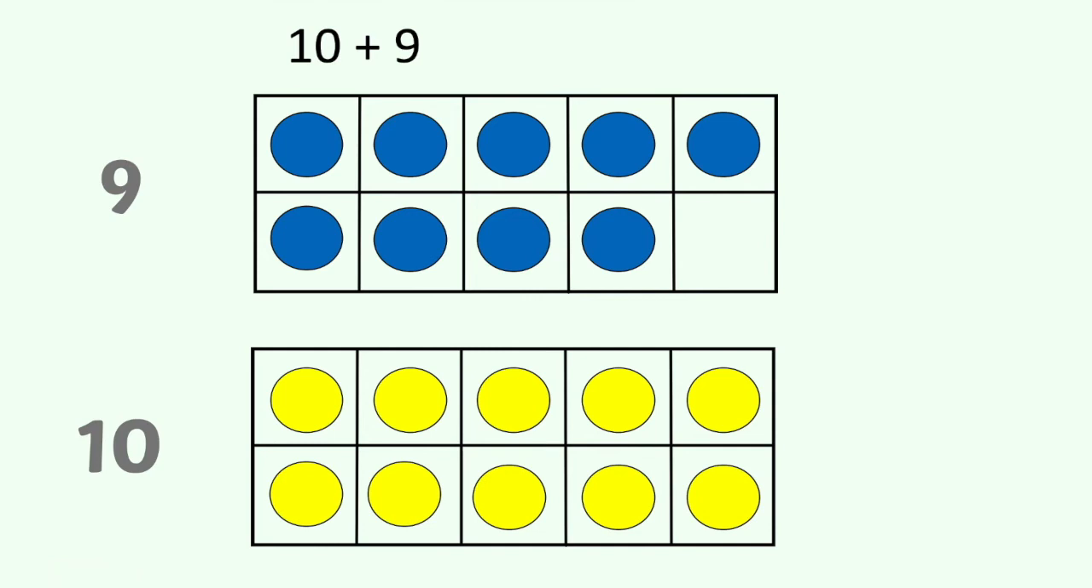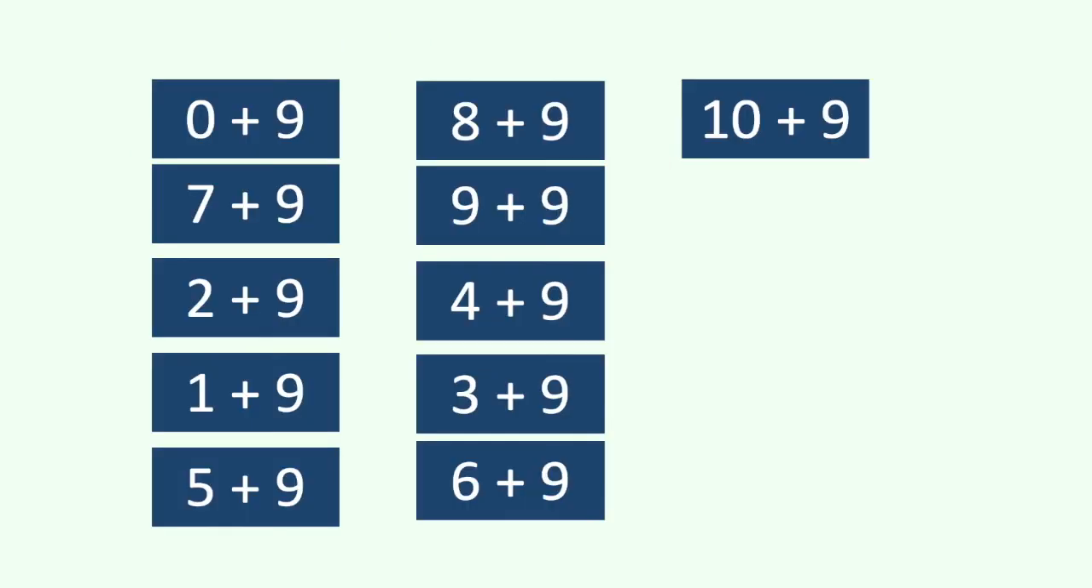And 10 add 9. Now let's have a think about this one. Do we need to move anything? Well, we've already got an addition where we're adding 10. 10 add 9. So this is very straightforward. We just need to add 10 and 9, and we know that that's going to be 1 ten and 9 ones makes 19. So 10 add 9 equals 19.